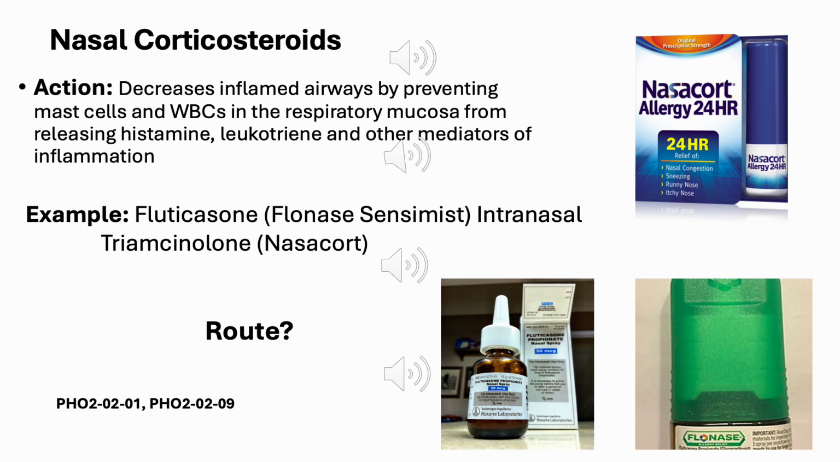Nasal corticosteroids. The action of this drug classification is that it decreases inflamed airways by preventing mast cells and white blood cells in the respiratory mucosa from releasing histamine, leukotriene, and other mediators of inflammation. Examples of these drugs are fluticasone, known as Flonase, Sensimist, intranasal triamcinolone, Nasacort.